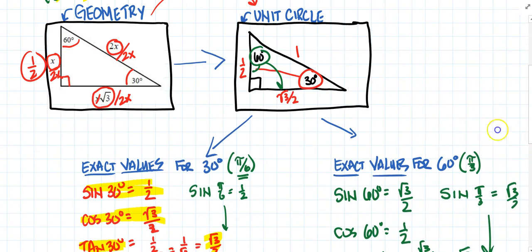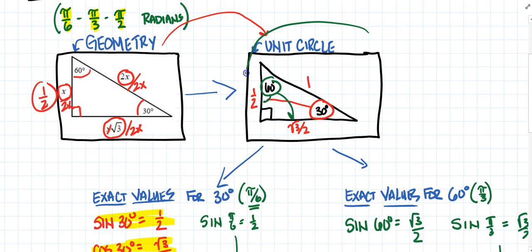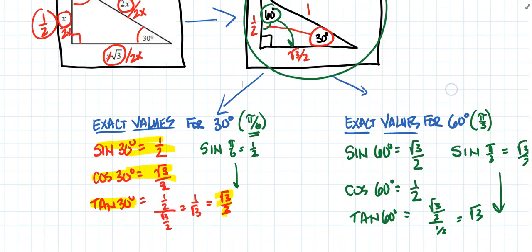So there it is. This picture is really, really important, and I want to take some time to develop it with you and tell you where it comes from, and hopefully it's not really a big mystery anymore, but the takeaway is that we can now talk about exact values for 30, 45, and 60 degrees.